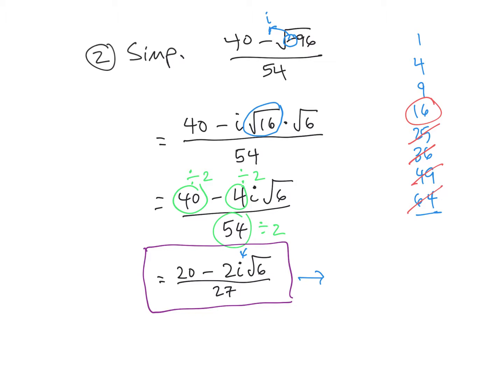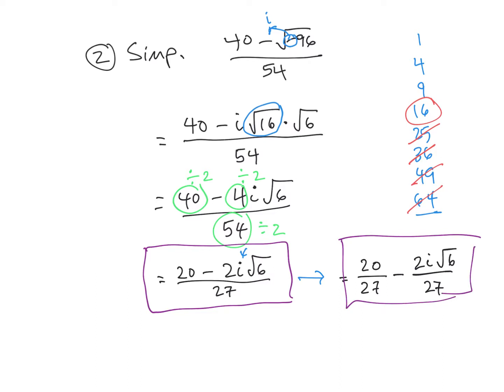then this becomes 20 over 27 minus, and here nobody cares where the i ends up, as long as it ends up somewhere. So you could write 2i square root of 6 over 27, or you could put the i at the end, or even less conventionally, you could put the i in front of the 2. But again, nobody really cares, especially the person who grades your test, me. But you're welcome to write your answer either way here. All right, number 3.